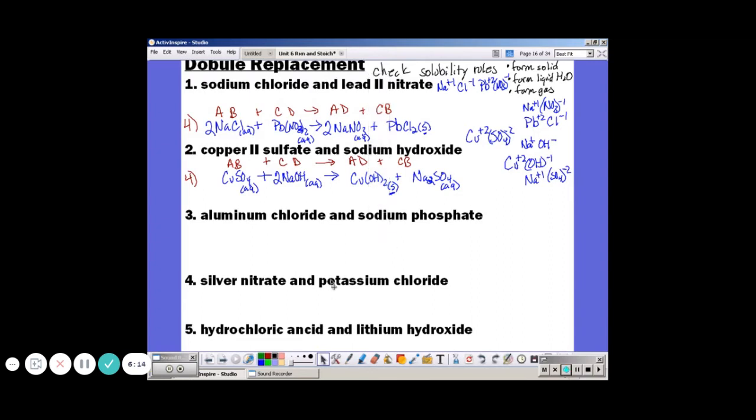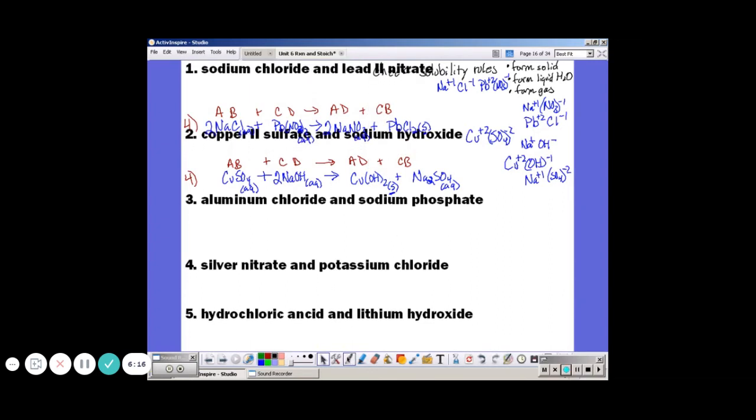Aluminum chloride. Aluminum is Al plus 3. Chloride is Cl minus 1. So that gives me AlCl3. And is my plus. Sodium, Na plus 1. Phosphate, PO4 minus 3. I cross my charges, Na3, PO4. It's a double replacement reaction because I have 2 compounds, 2 ionic compounds.